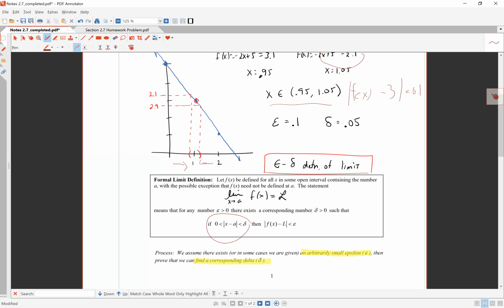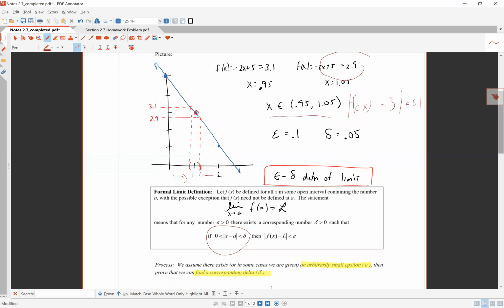So for every epsilon, there exists a corresponding delta greater than 0, such that the absolute value of f of x minus L is less than epsilon when x minus a is less than delta. Like in our problem above, we chose epsilon equal to 0.1, and the absolute value of f of x minus 3, where the function was minus 2x plus 5, was less than 0.1, and our delta in this case was 0.05. So you get within 0.05 of 1, and then f of x minus 3 is less than 0.1.